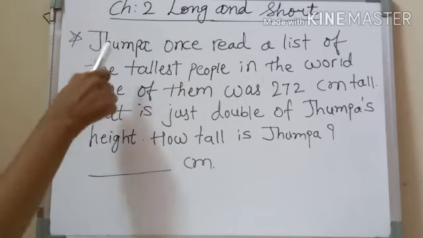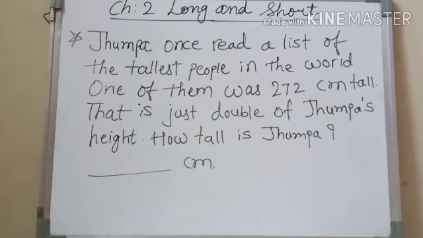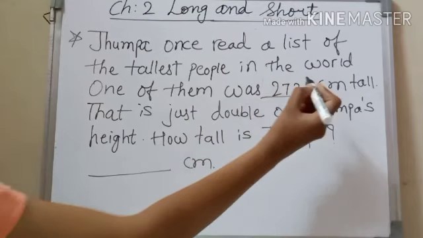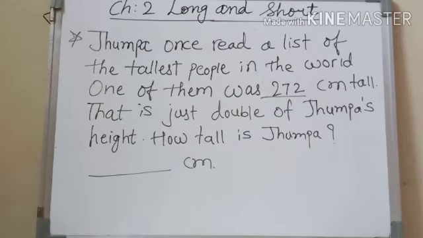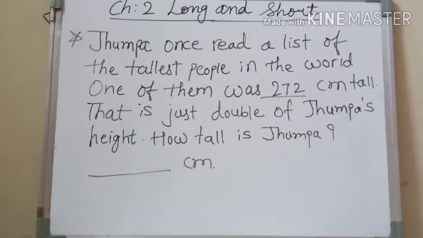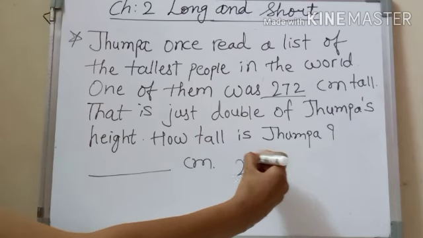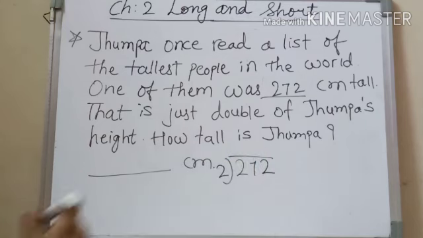Now the question is: Jhumpa once read a list of the tallest people in the world. One of them was 272 centimeter tall. That is just double of Jhumpa's height. How tall is Jhumpa? We have to write the answer in centimeter. Here the height of one of the tallest people is 272 centimeter, double the height of Jhumpa. So Jhumpa's height is half of 272. For finding the half height, we have to divide by 2. 272 divided by 2.